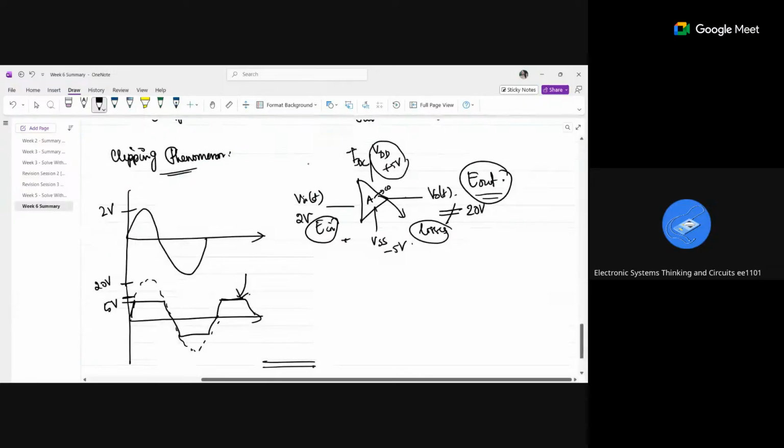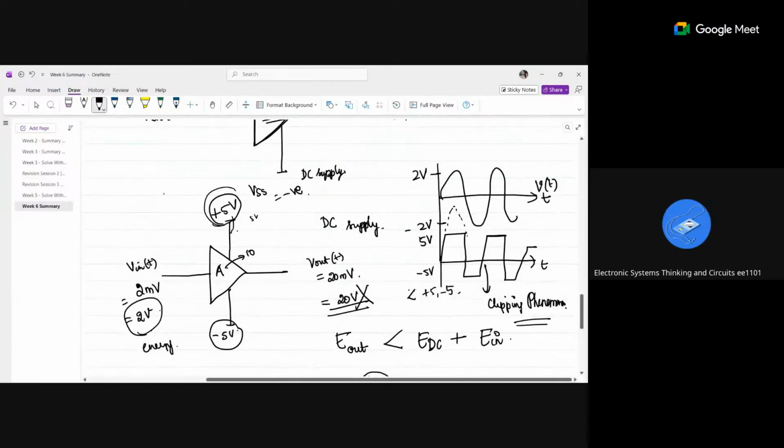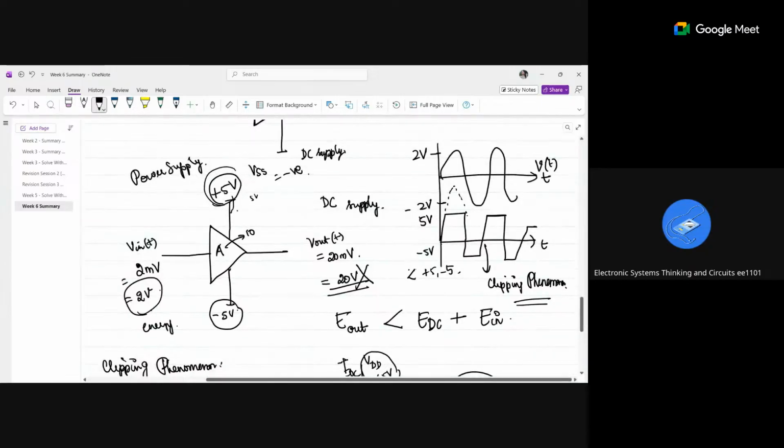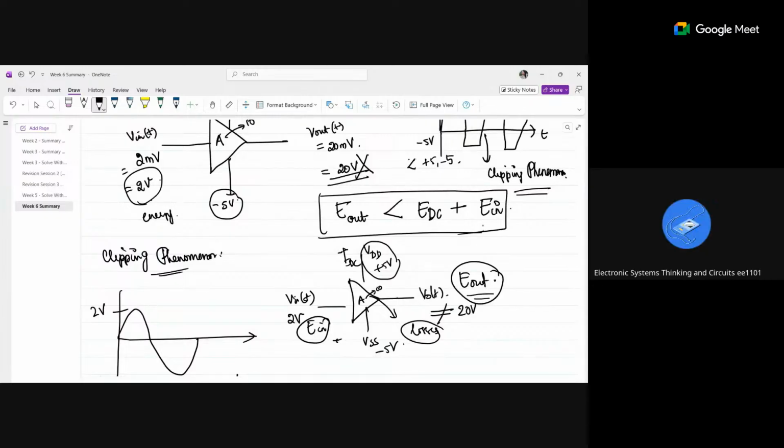So you have learned what is an amplifier, what is an inverting amplifier, non-inverting amplifier, the power supply to the amplifier, the power supply in terms of VSS and VDD. Then we saw about the clipping phenomenon. We also saw about the energy in the amplifier, right? Does anyone have any doubt in these topics?